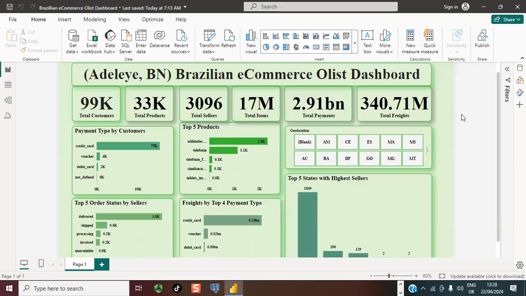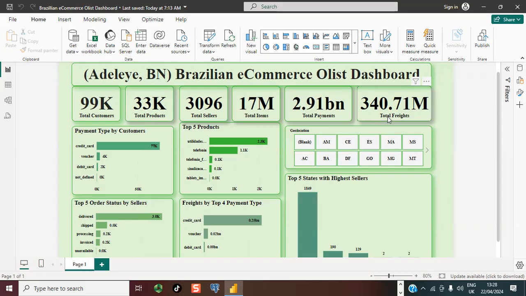In this dataset, some of the insights I gathered showed that we have a total of over 99,000 customers with a total product of over 33,000. Total number of sellers on this data set is over 3,096. Total items traded, over 17 million. Total payments recorded, over $2.9 billion. And total cost of freight is over $340 million.